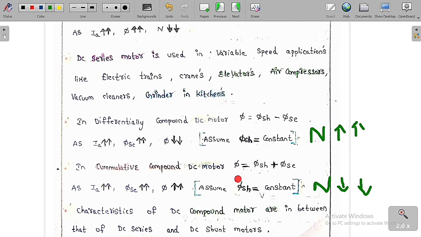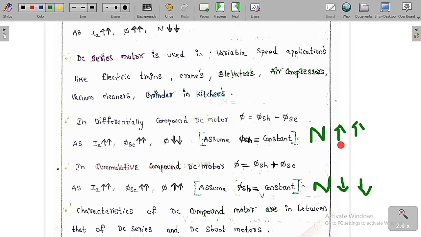So in a cumulative compound DC motor, the resultant flux is equal to phi SH plus phi SC. So as the load increases, the current IA increases, phi SC increases, so the resultant flux increases. We are going to assume phi SH is constant. As I have already told you, N is directly proportional to AB by phi. As phi increases, N decreases. The variation of the speed, the graph is going to lie between the DC shunt motor and also the DC series motor.